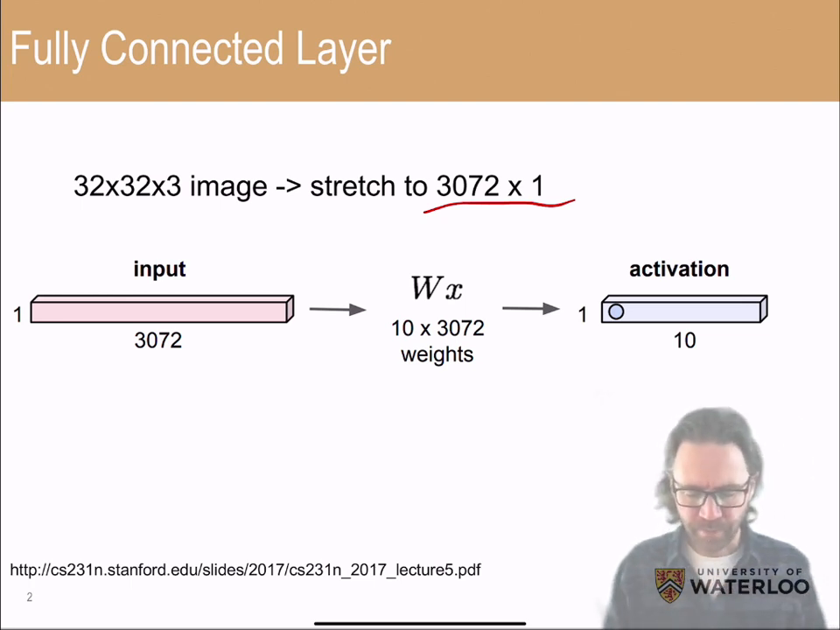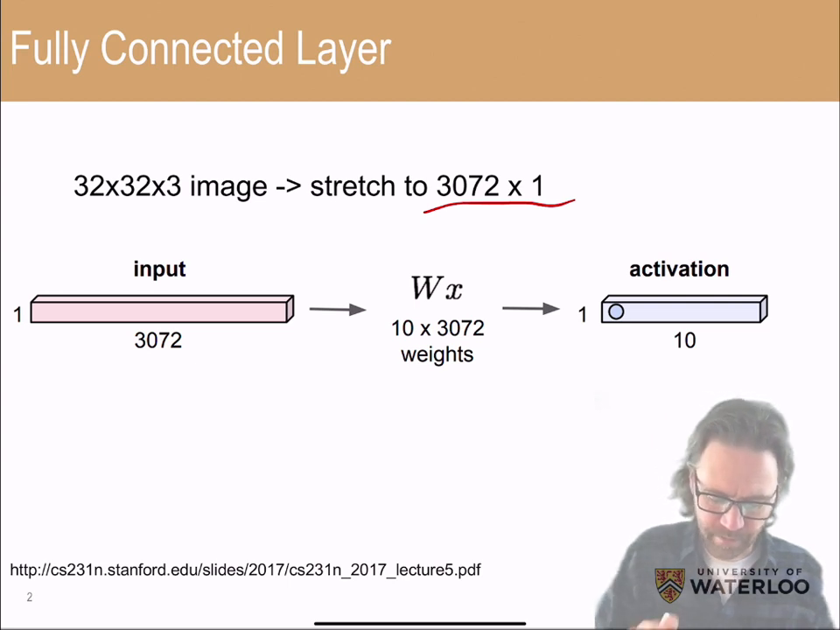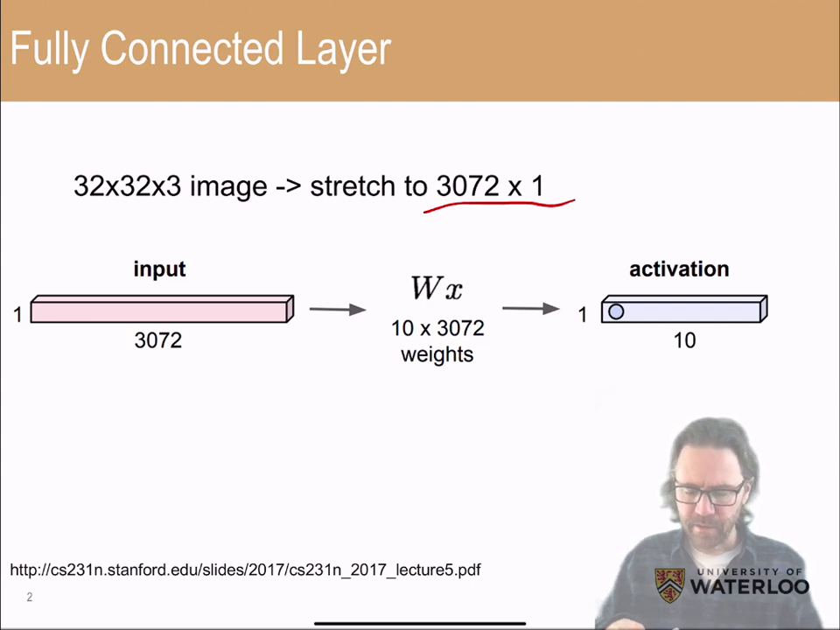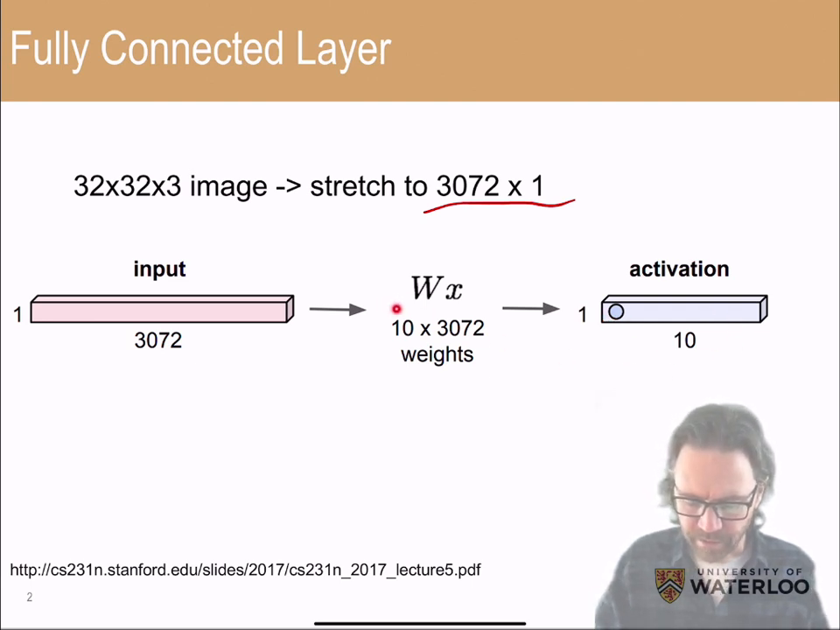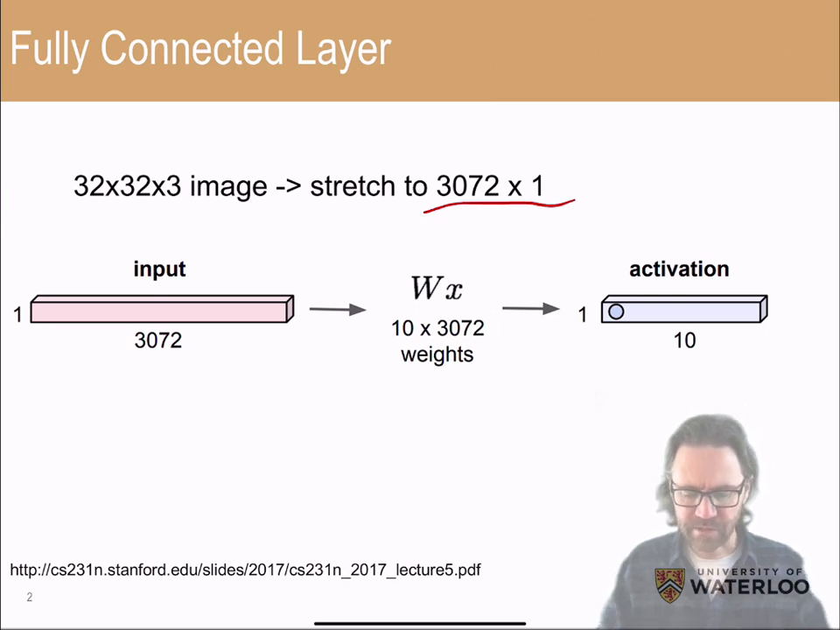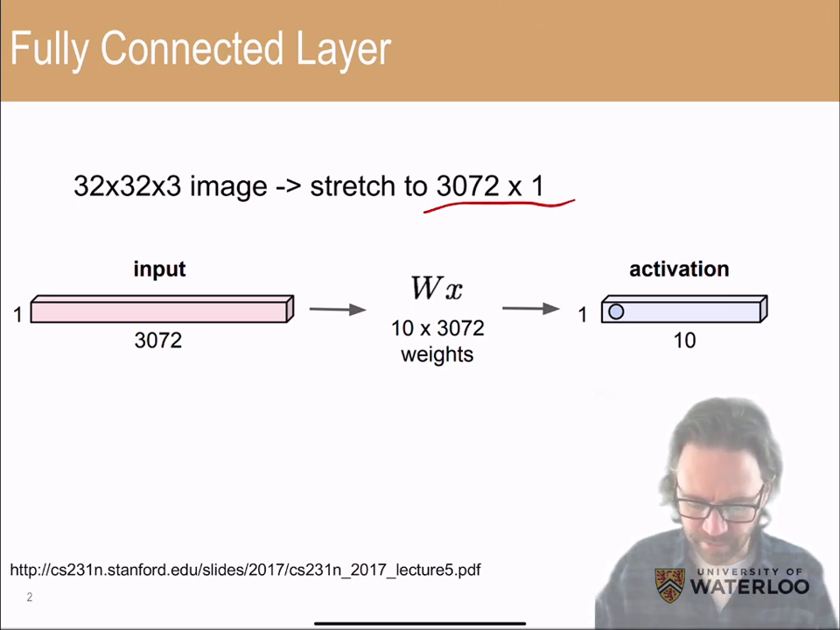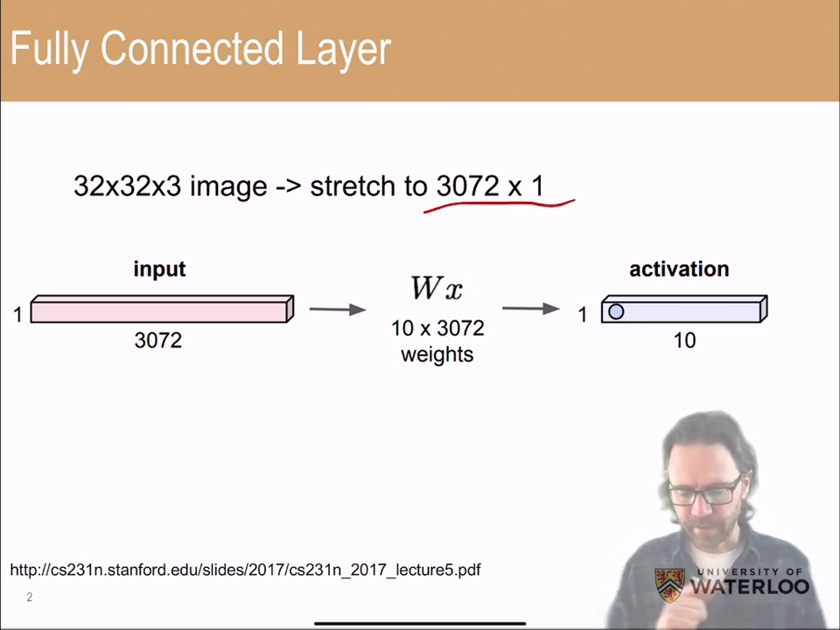You would multiply by the connection weights, W here, and then let's say we've got 10 output neurons over here. So our connection weight matrix would be 10 by 3072, or 3072 by 10 if you're doing row vectors. Looks like here this is a column vector. Okay, then you get your output.